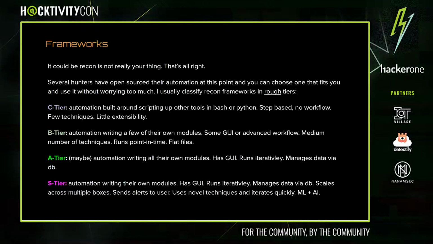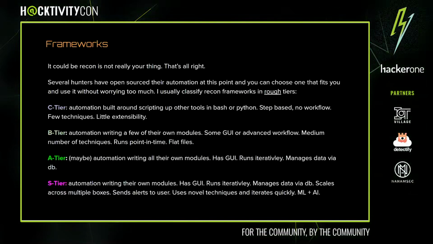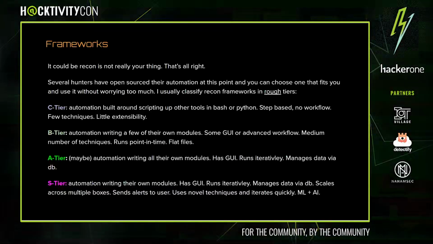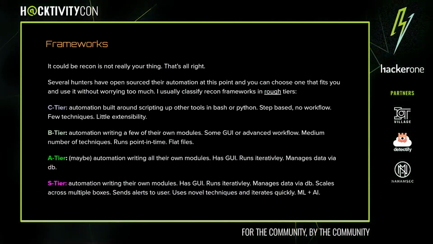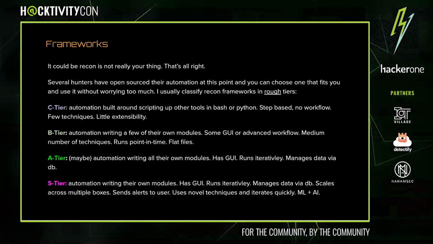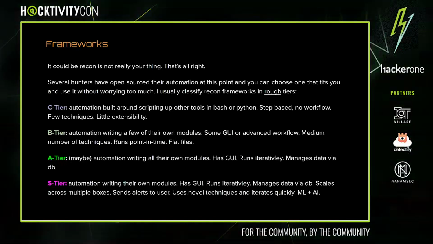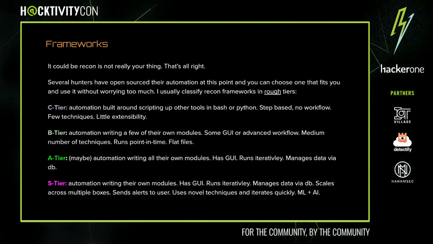So S tier is the highest level. They're writing probably all of their own modules. They have a GUI. They run iteratively. They manage it all through a DB. They scale across multiple boxes. They send alerts to the user when new things are being found. They use novel techniques, and they iterate quickly, and they institute either some powerful algorithms or maybe some ML or AI inside of their tools. Probably not AI, mostly ML and fancy algorithms. So these are the tiers.